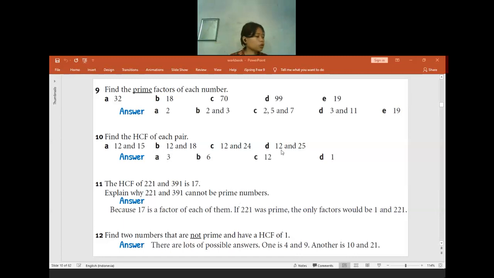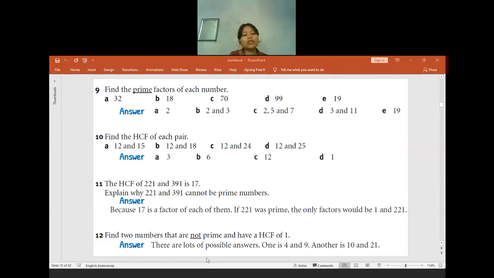Is there anyone who is confused or got a different answer at question 10? Oh yeah, question 10 is not your homework. But is there anything confusing at question 10? Like how do you find the HCF? Is there anyone confused? No? Okay. If no one is confused, I will move to question 11.